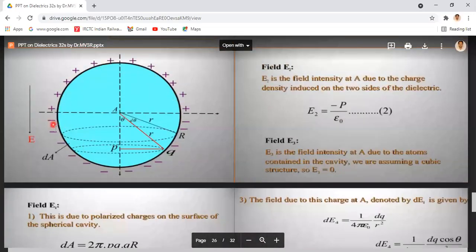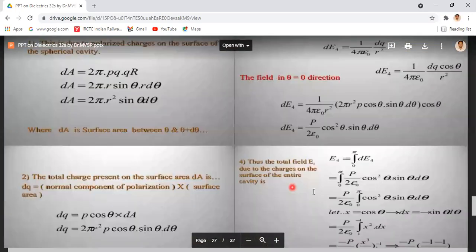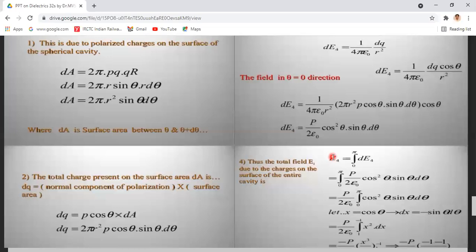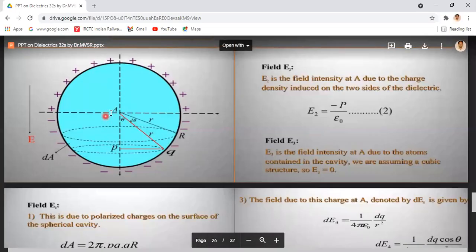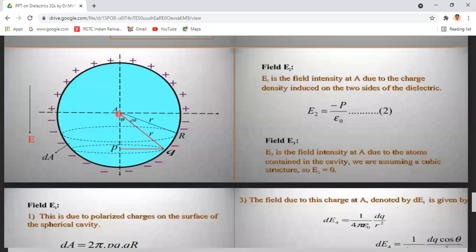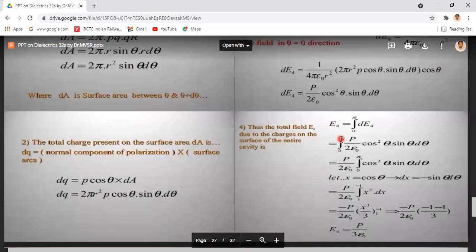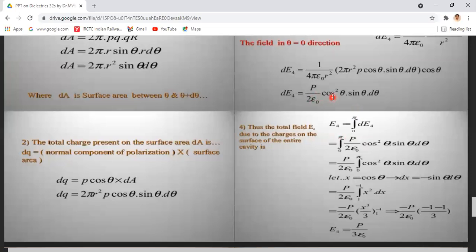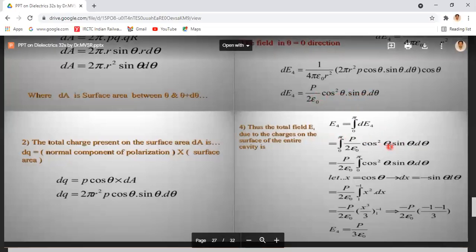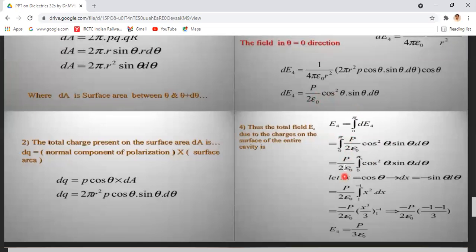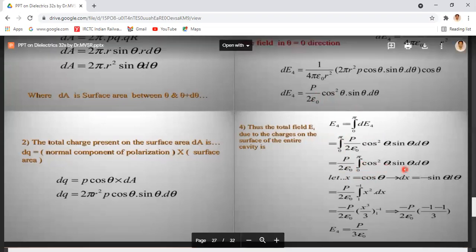So that is integrating this dE4 within the limits 0 to pi. Here it is positive charge and negative charge, ఎక్కడ తీసుకున్న 0 to pi relation ఉంది కాబట్టి, integrating this dE4 within the limits 0 to pi, you will get the entire electric field E4 due to charges on the spherical cavity which is acting at a point A, that is on the atom A. So here E4 is equal to integral 0 to pi dE4, but dE4 is nothing but p by 2 epsilon naught cos square theta sin theta d theta. Substitute చేసుకున్నాము. Now p by 2 epsilon naught, దీన్ని బయటికి ఎలిమినేట్ చేస్తే, so integral 0 to pi cos square theta sin theta d theta, by calculating this value.